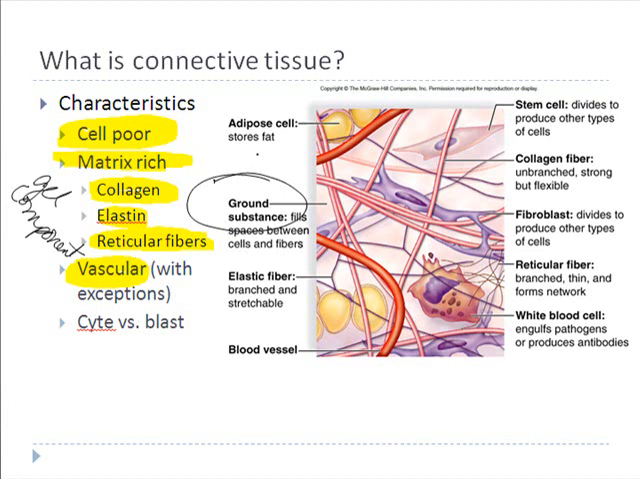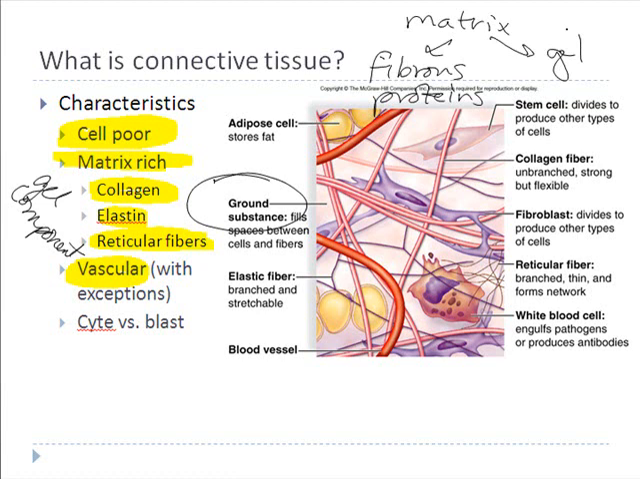It can vary and can be liquid or solid. It depends on the type of connective tissue you're looking at. But that ground substance or gel component is the other major component of the matrix. So the matrix consists of fibrous proteins or structural proteins and some sort of a gel or ground substance.